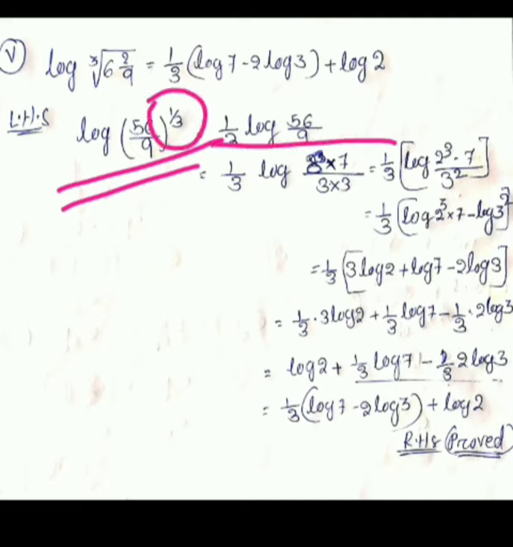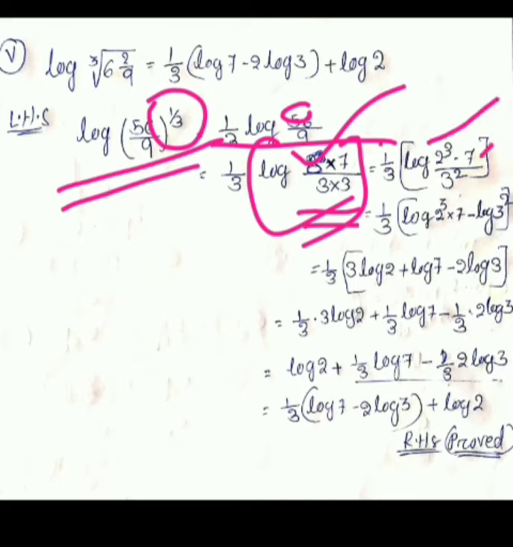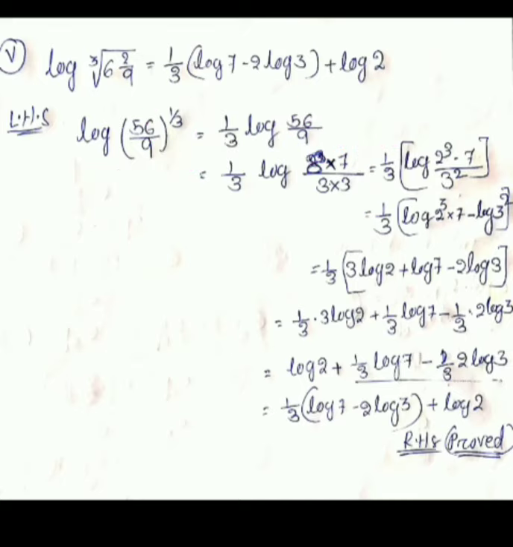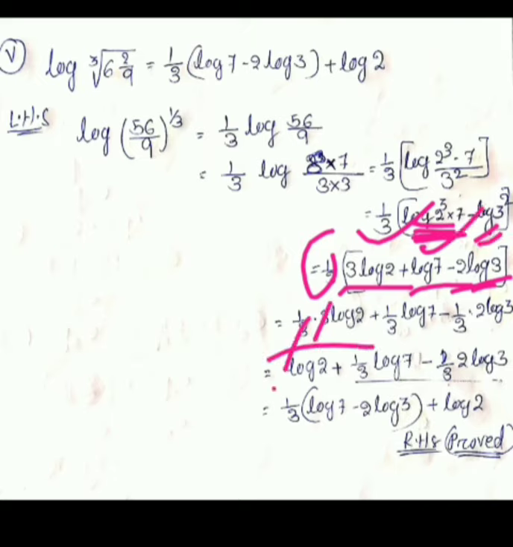1 by 3 log 56 by 9, and 56 by 9 we can write like this: 8 sevens are 56 and 3 and 3. Okay, 1 by 3 log 8 means 2 cube, we can write 2 cube into 7, here 3 square. Okay, 2 cube into 7 and log 3 square. By using the power law, we can write 3 log 2 plus log 7, here the product law, then 2 log 3. Okay, now just multiply 1 by 3 in each of the terms. So this 3 and 3 will cancel out, so you will get log 2, and here 1 by 3 log 7, 1 by 3 2 log 3.